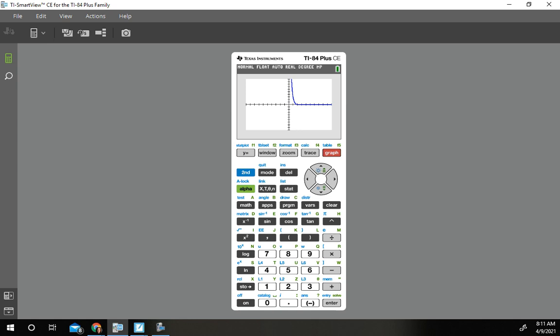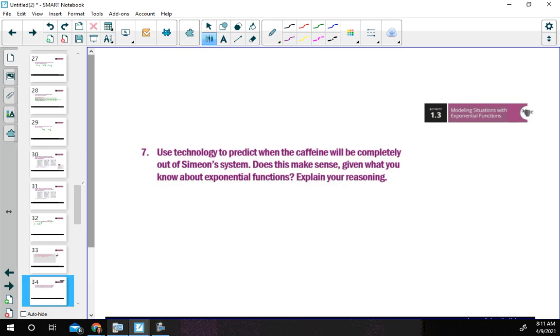That asymptote will move up and down if the graph shifts up and down, but otherwise it will always be at y equals 0. So technically, you will never actually have 0 milligrams in your system. You might have 0.0000001, but you'll never be at 0 because of the asymptote. So that should answer your question 7.